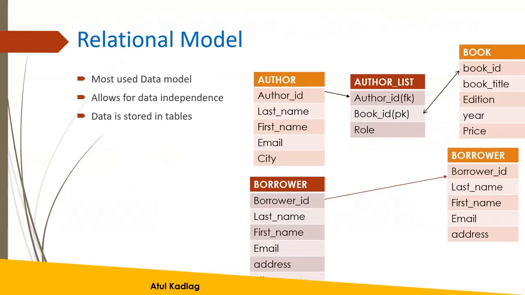Then comes the relational model. The relational model is mostly used as a data model. We can say the relational model is derived from the data model, where it allows for data independence and data is stored in tables. Wherever we see database tables, we have the data stored in those tables. One example is a library, a system where we have authors, books, borrowers and so on, and this information can be stored in a table with its attributes. For author, for example, we have author ID, last name, first name, that kind of information.